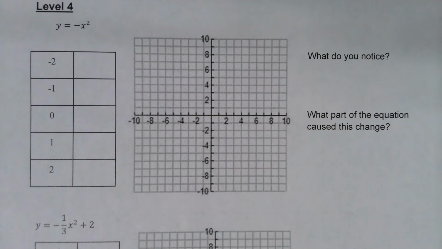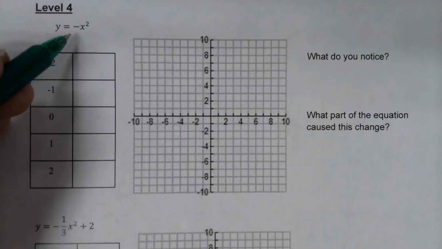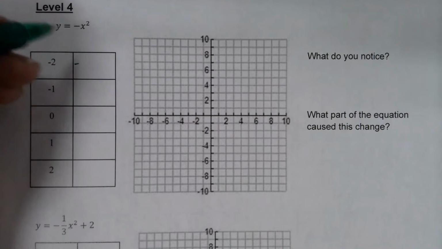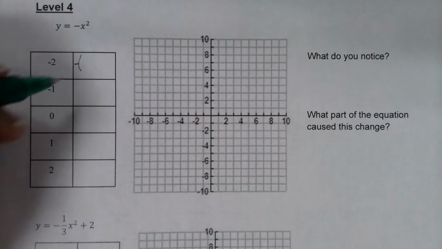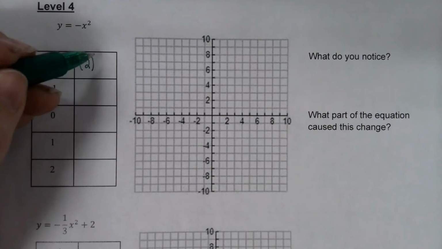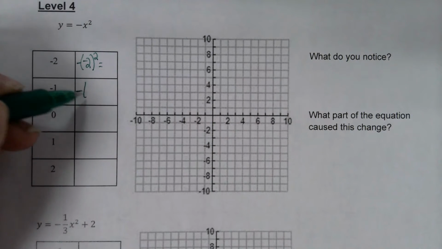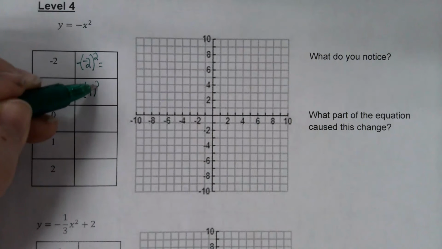In level 4, we're going to explore what another change to our graph can do to the shape, or to what the graph looks like. So when we look at y equals negative x squared, we can plug each of those values of our table in for x and see what happens. So we have the negative from outside the x, and then we have to put our -2 inside parentheses before we square it. The negative from outside the x, put the -1 inside the parentheses before you square it.